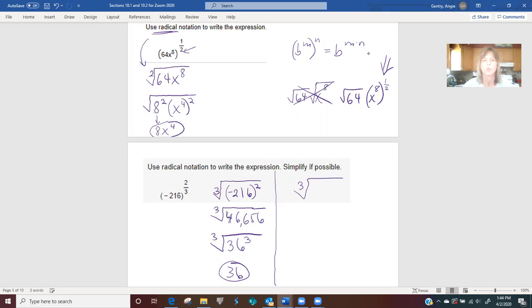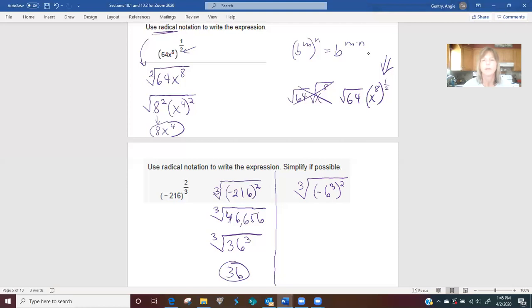Some of you would like to write it like this. See, you can argue and people get mad because they don't like having options, but I cannot help it that this is true. Negative 6 cubed is negative 216. You see this? And then we have this rule.